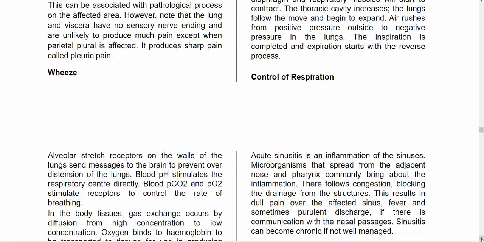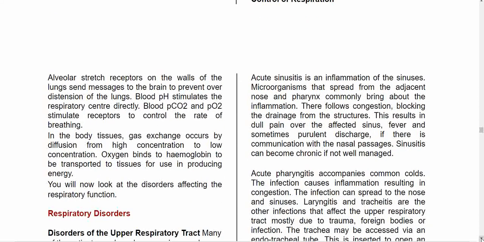We have control of respirations, like alveolar stretch receptors in the wall of the lungs. They send a message to the brain to prevent over distension of the lungs, so it will control it. Blood pH stimulates the respiratory center, and I told you before that the partial concentration of carbon dioxide and oxygen stimulate receptors to control the rate of breathing. In the body tissues, gas exchange occurs by diffusion from high concentration to low concentration. Oxygen binds to hemoglobin to be transported to tissues for use in producing energy.